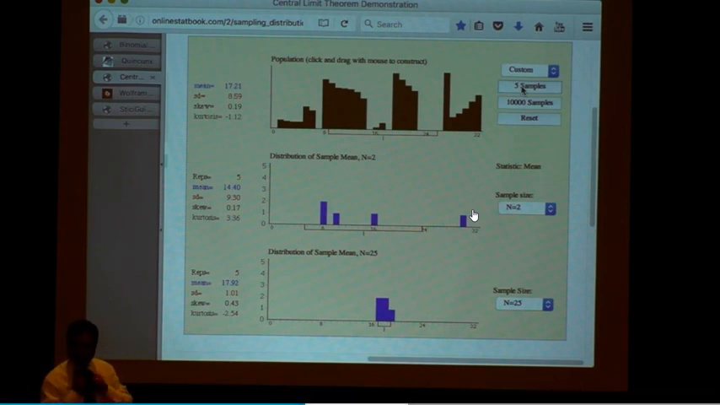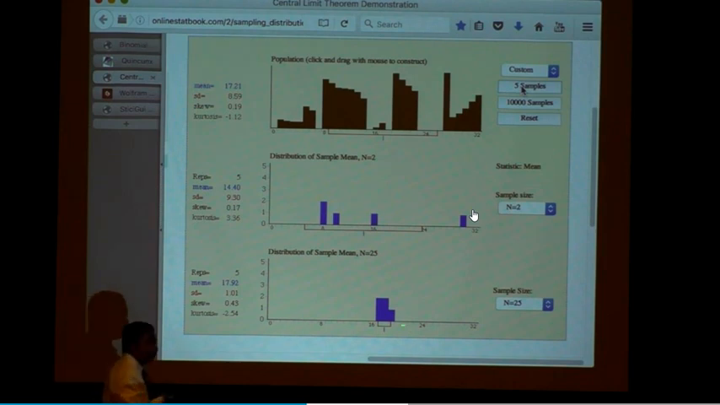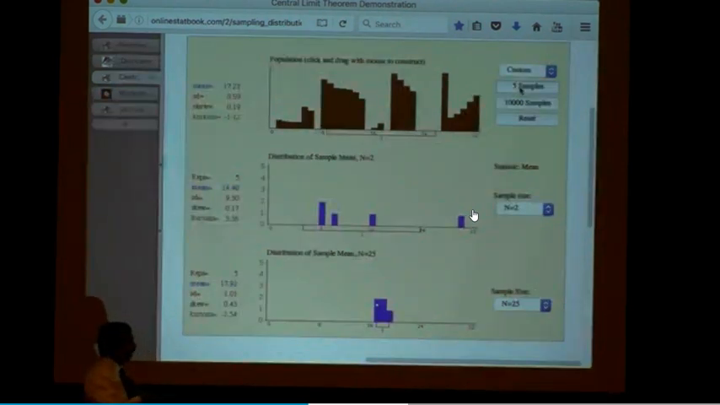At the bottom also I am doing the same thing. Here I have 2 samples with a mean of 17, 2 samples with a mean of 18, and 1 sample with a mean of 19. Okay, total 5 samples.